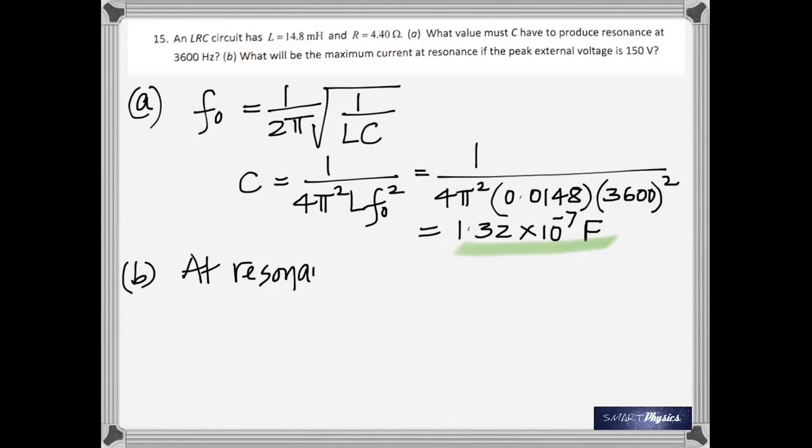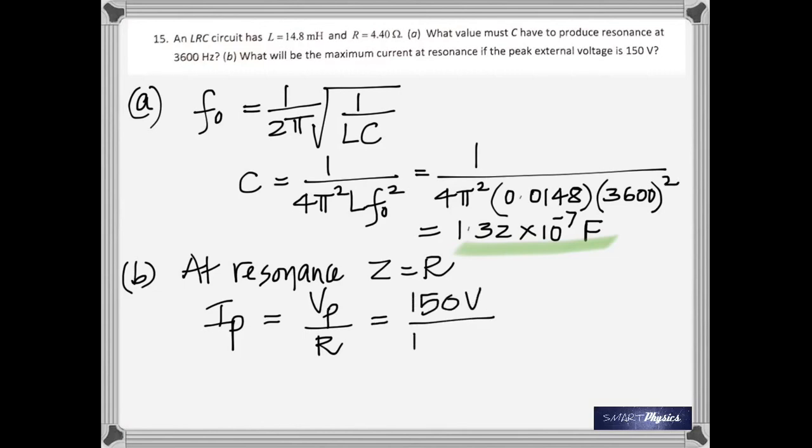And the next question is, what will be the maximum current at resonance? Remember that at resonance, the impedance is just resistive in nature, because the inductive reactance and the capacitive reactance become equal in magnitude and opposite in direction. They cancel out. So at resonance, the impedance is minimum and it has a value equal to that of the resistance. That is why the current becomes maximum. And it's given by 150 divided by the resistance.